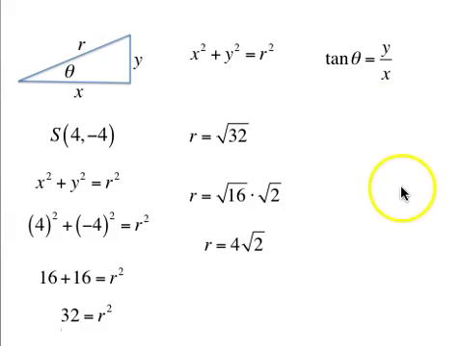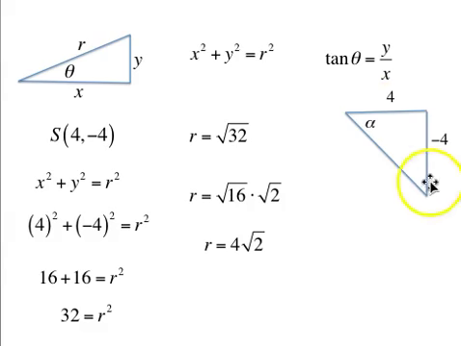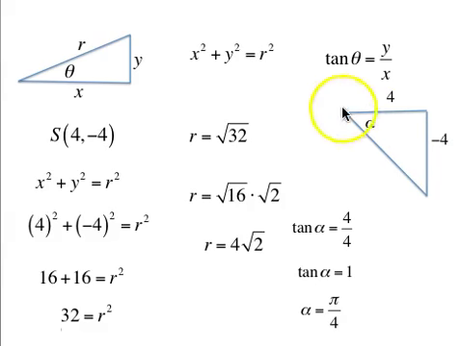So over 4, down 4, we want to find the angle. Again, I'm going to find this angle alpha, but recognize that theta is measured from the positive x-axis. Tangent is opposite over adjacent. Tangent of alpha is 4 divided by 4, so tangent of alpha is 1. So alpha is 45 degrees, or pi over 4.